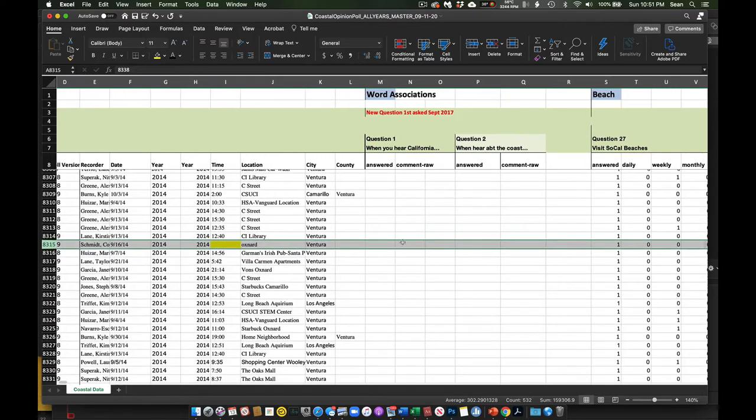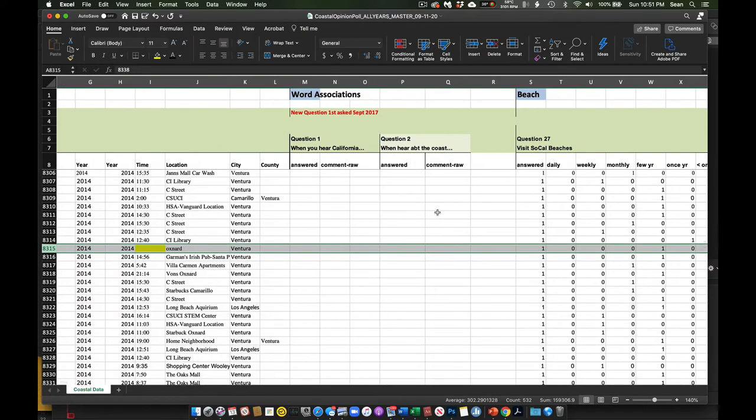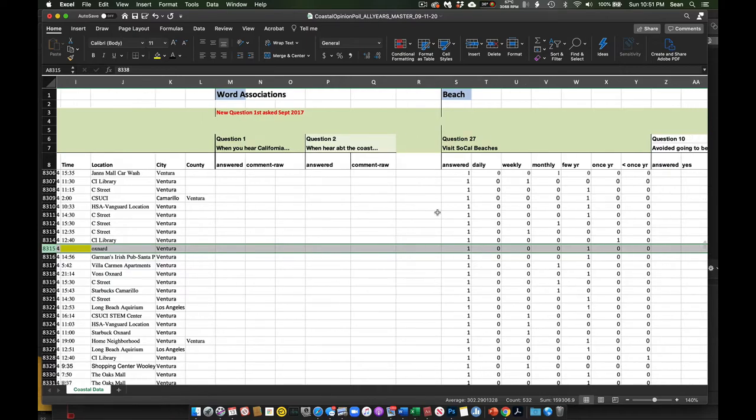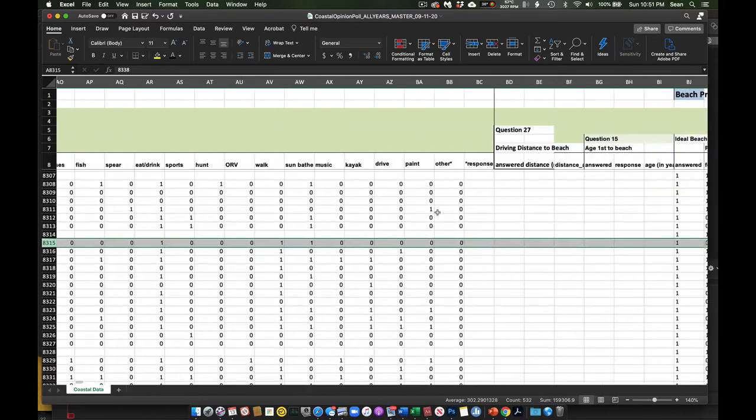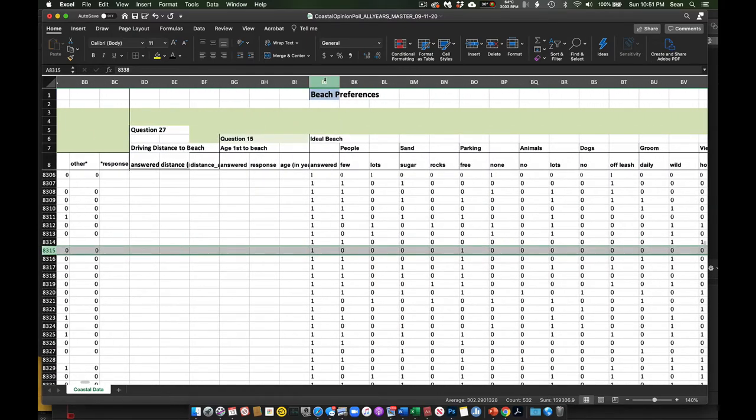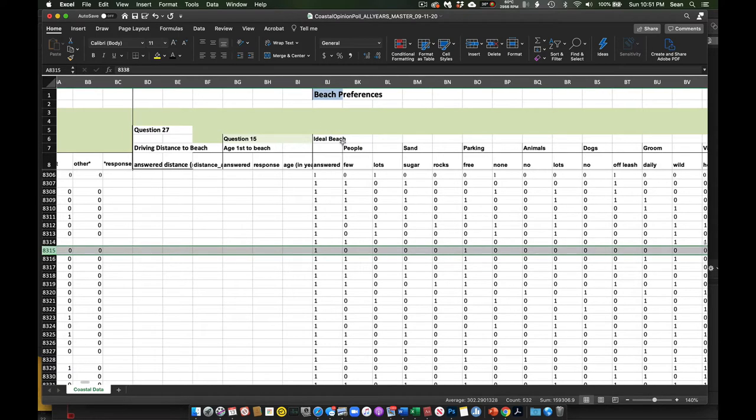And then again, there's several questions that don't necessarily pertain to you, although you might want to use them in terms of correlating the responses. On the farther right, there's some demographic data such as age, etc. But most of these columns you don't need to focus on. Your data starts right here at column BJ. So these are beach preferences.